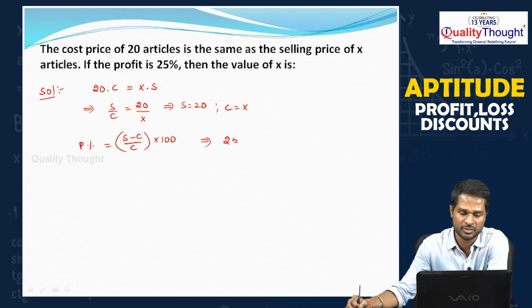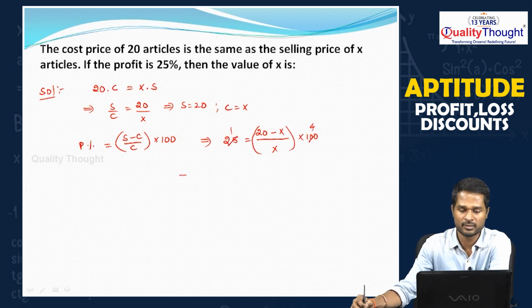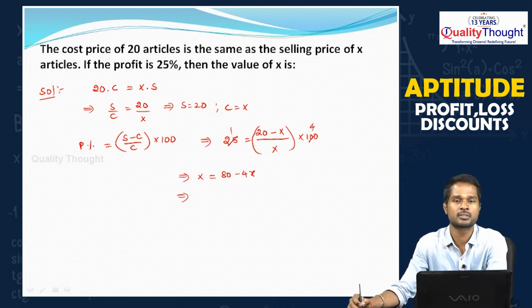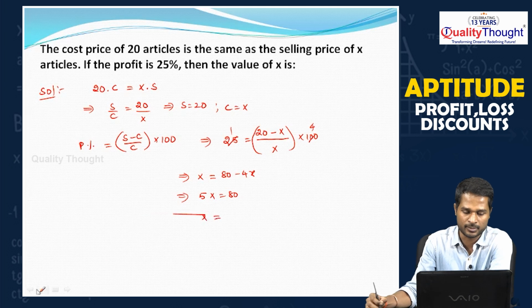Profit percentage 25 is equal to (S minus C) by C, S is 20 minus C is X, by X into 100. So, this is 25 ones are 25, fours are. Now, take the values. So, this is X into 1, which is 20 fours are 80 minus 4X. So, this is X minus 4X, take this side, it will become positive X, which will become 5X is equal to 80.